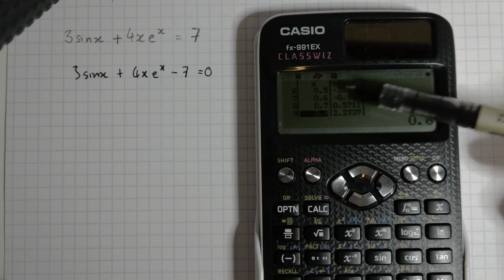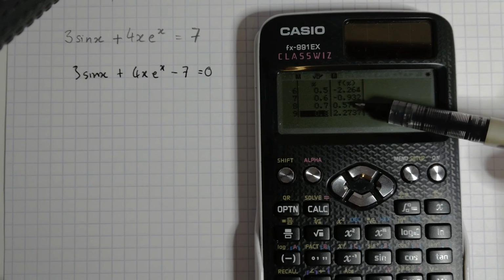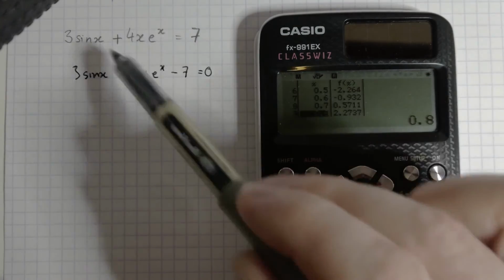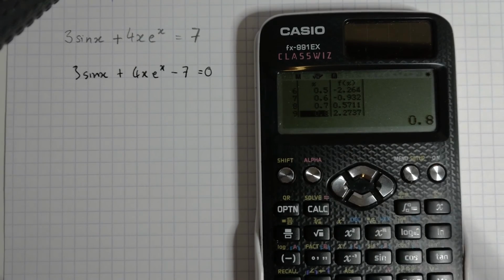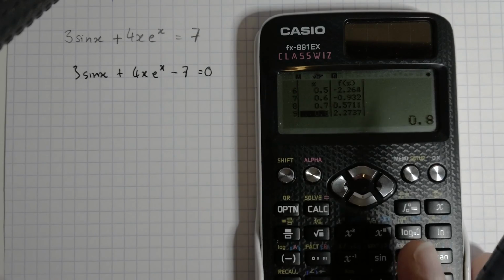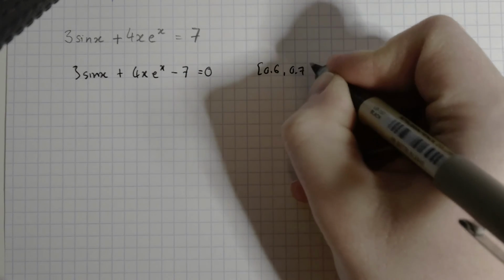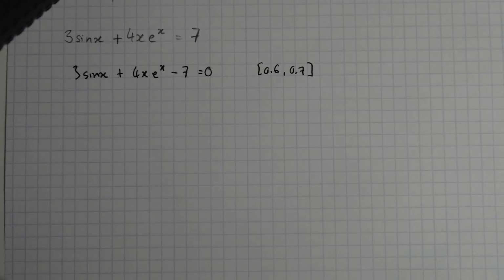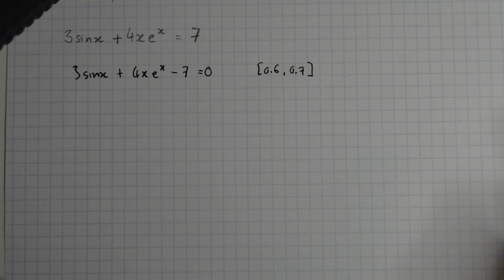So because putting in 0.6 gives me a negative answer and putting in 0.7 gives me a positive answer, I know there's a root to this equation, or a solution to this equation, somewhere between 0.6 and 0.7. I'm not sure exactly what it is, but it's somewhere between 0.6 and 0.7. Okay, so there's a sign change there. If you had to show that there is a root between 0.6 and 0.7, you would just have to put those numbers down.